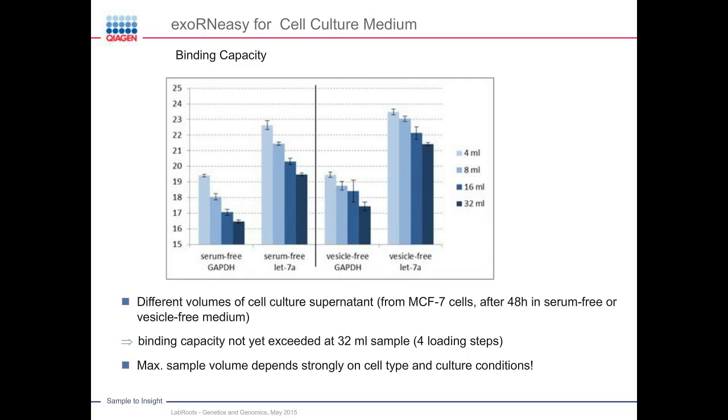And what you can see, the protocol obviously works for both. And we get a linear recovery of RNA from these cells. In this case, I think this is beta-actin messenger RNA that we monitored here. You can see we get fairly decent CT values, and the CT values decline linearly with the input volume. So in this case, up to 32 ml can be processed.